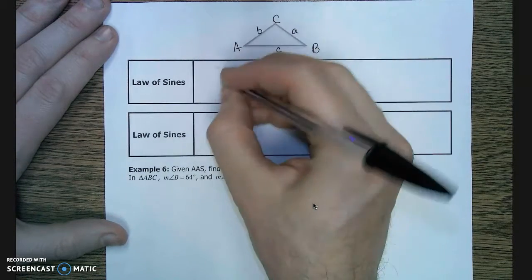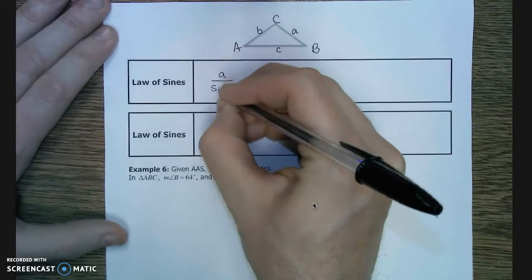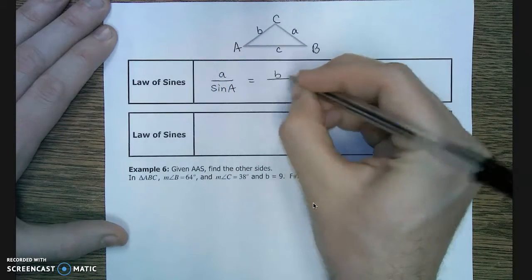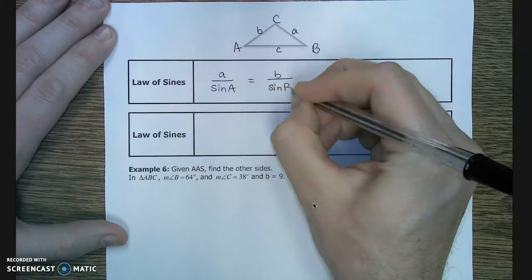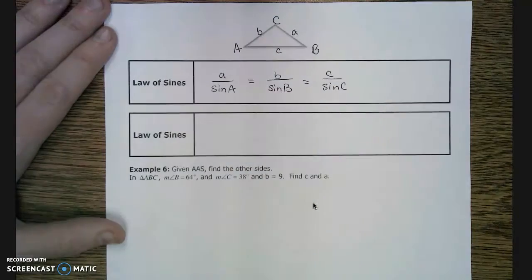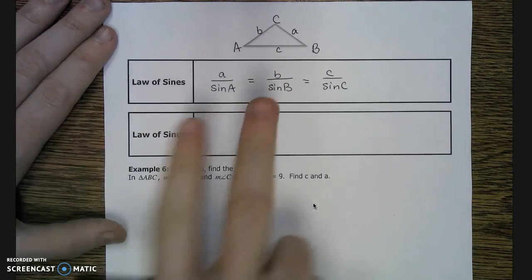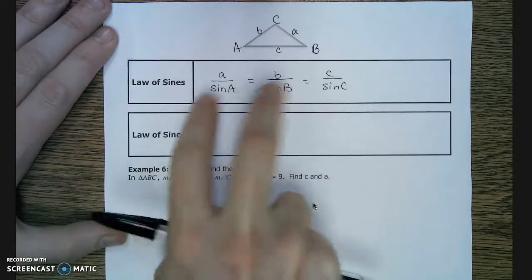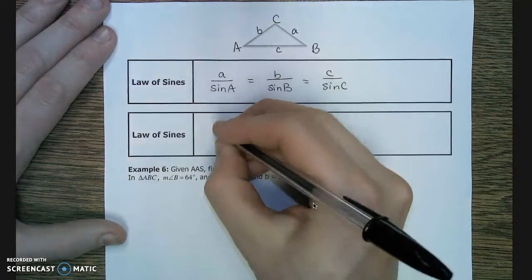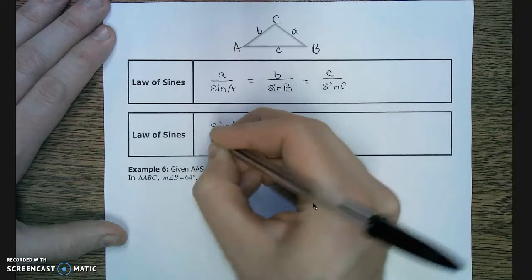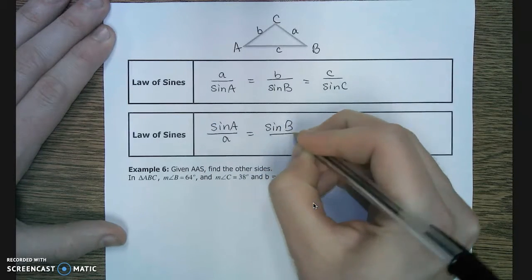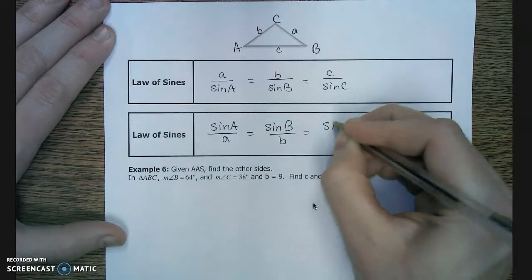So we have a over sine A equals b over sine B equals c over sine C. And that is your law of sines. You only use two at a time, so it just depends on what you have. You also can flip those upside down: sine A over a, sine B over b, sine C over c.